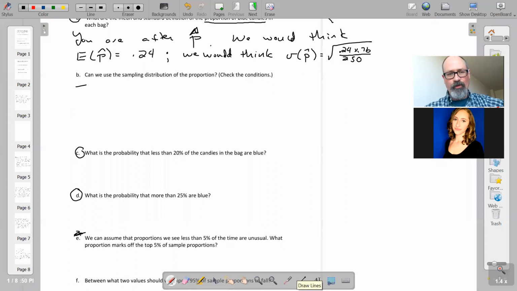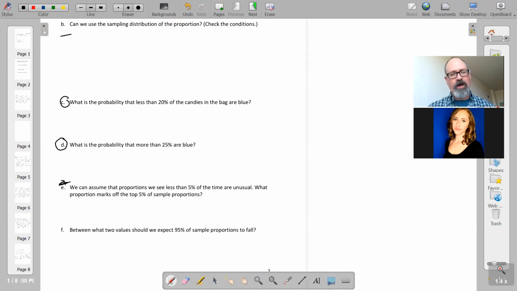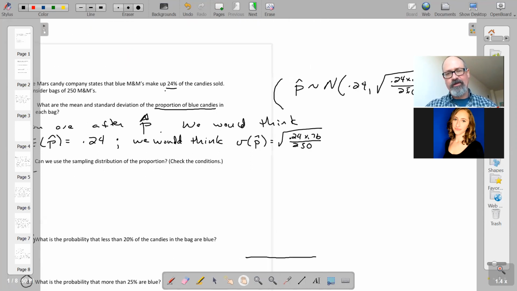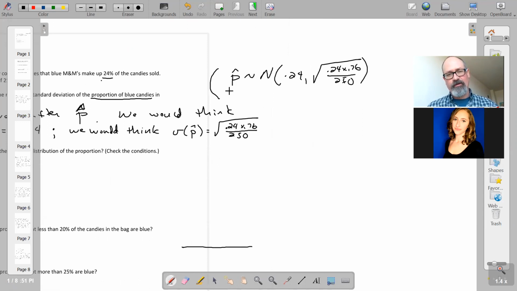So let's go back to the question. What is the probability that less than 20% of the candies in the bag are blue? I want to draw a picture of what we're trying to say here. When you make a statement that looks like this, you're making a particular claim for how the histogram of P hat looks as it varies across all possible random samples. You're saying that it looks basically bell-shaped. The peak of the bell is over 0.24, and the variability of the bell is somewhat explained by a number that looks like this 0.027 thing.